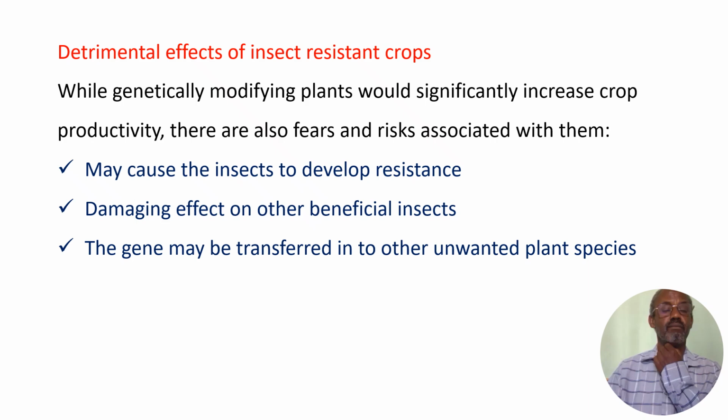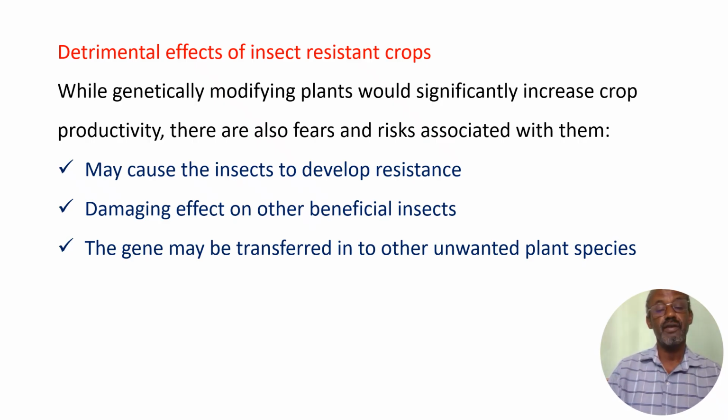You see, this may result from continued exposure after a certain period of time. This may push the insects to undergo change and develop resistance to our pesticides. The other is a damaging effect on other beneficial insects. We are meant to kill those pests, but if beneficial insects come, it may also kill them, as it is non-selective.